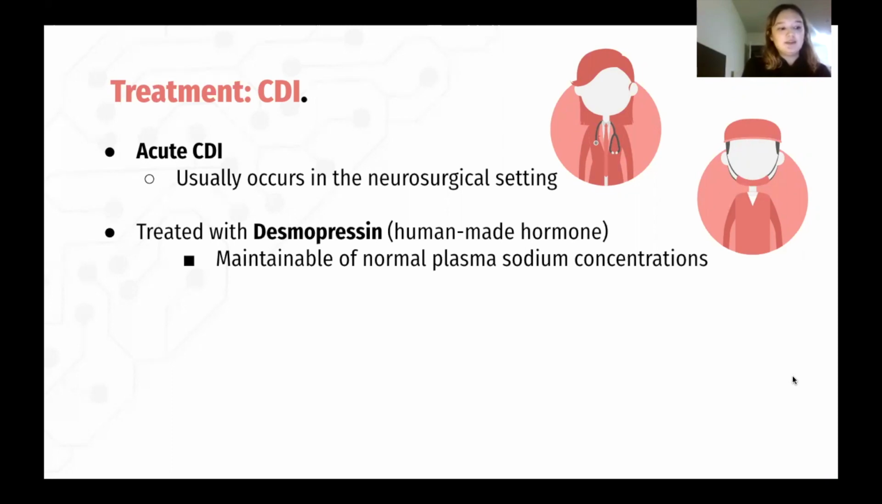Desmopressin is an analog of ADH, first used in 1993. It's important to maintain normal plasma sodium concentrations.